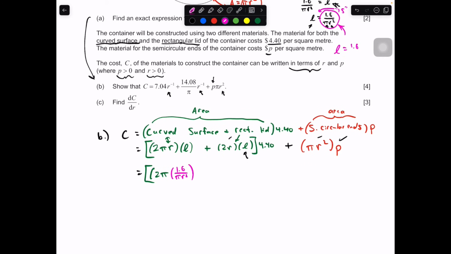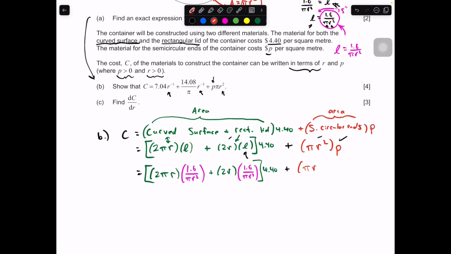L is equal to 1.6 over pi r squared. We should be able to just substitute 2 pi r times L, and then L itself is right here, 1.6 over pi r squared, plus 2r, which is fine. Then we want to multiply and substitute, get rid of this L, and replace it with pi r squared. All of this, once again, multiplied by 440, plus, and then this can stay as it is.